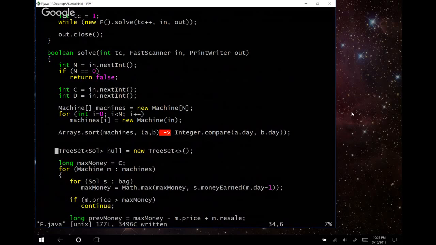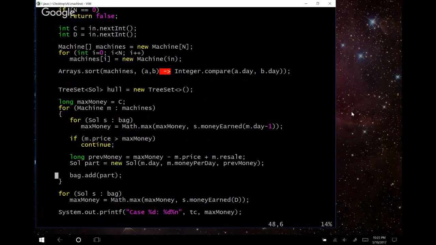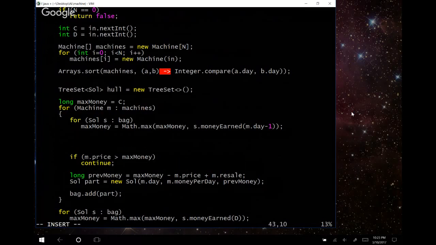And taking the money I have currently, loop through the partial solutions. Okay, so I need to modify a few things. When I add it, I'm going to have to maintain the invariant. Down here, I'm going to have to make sure I have the optimal money earned at a given time. So I need to replace this. I want the maximum money I could possibly earn. That's going to be the thing with the least slope. So kind of silly, but the line at the bottom of the TreeSet is going to be my optimal answer.